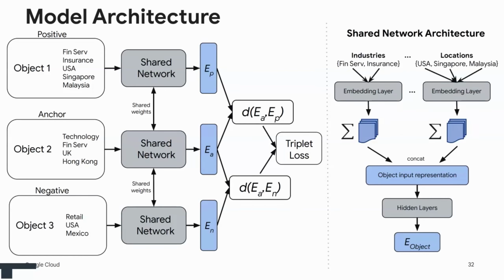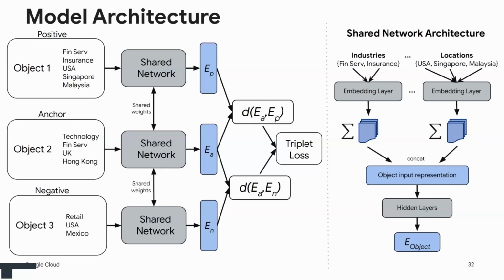Okay, so let's talk a little bit about the shared network architecture, right? So here I'm just zoomed in on this guy. We treat this as a set encoding problem. Here I've just selected 2 of the features, industry and location. Basically, each of these features is going to be treated as a set of observations, right? So for example, for industries, you might have financial services and insurance. Locations, you might have USA, Singapore, Malaysia, et cetera.